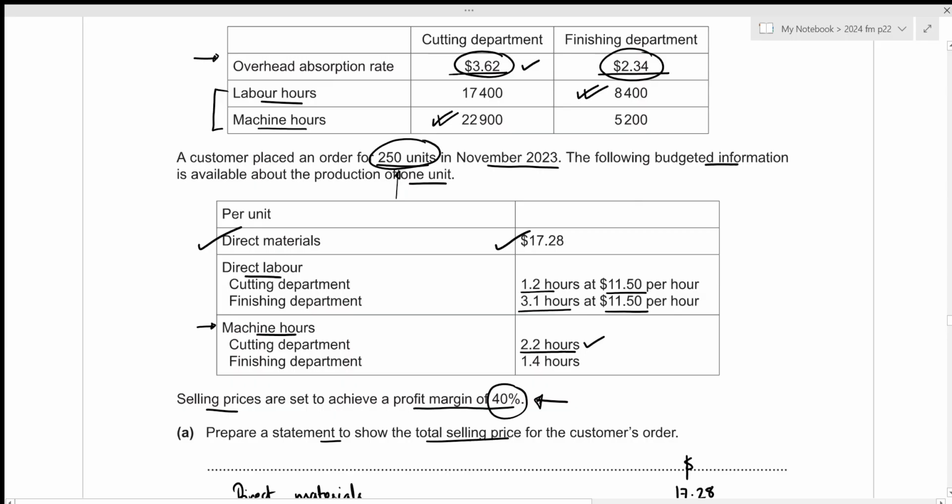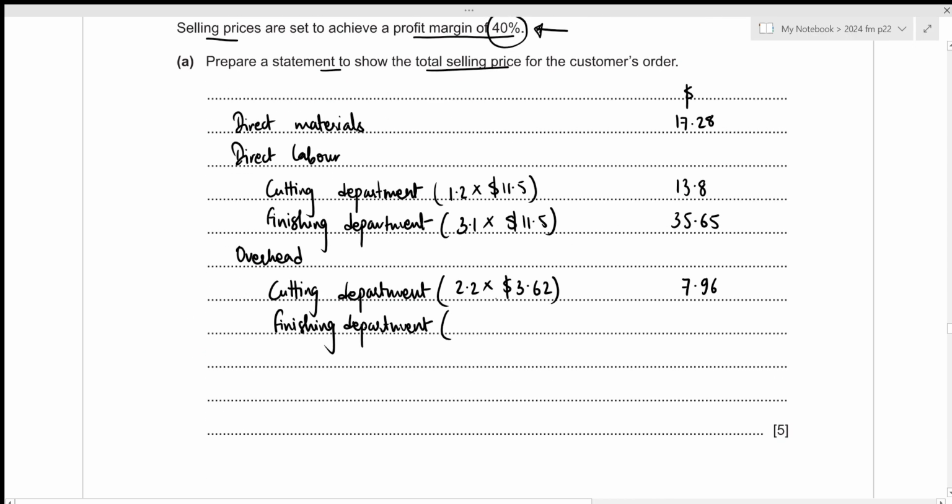So direct labor is given right here. We are talking about the finishing department, and for that department, each unit requires 3.1 hours. So the required overhead per unit is just going to be 2.34 multiplied by 3.1. So 3.1 multiplied by 2.34 results in the value of 7.25.